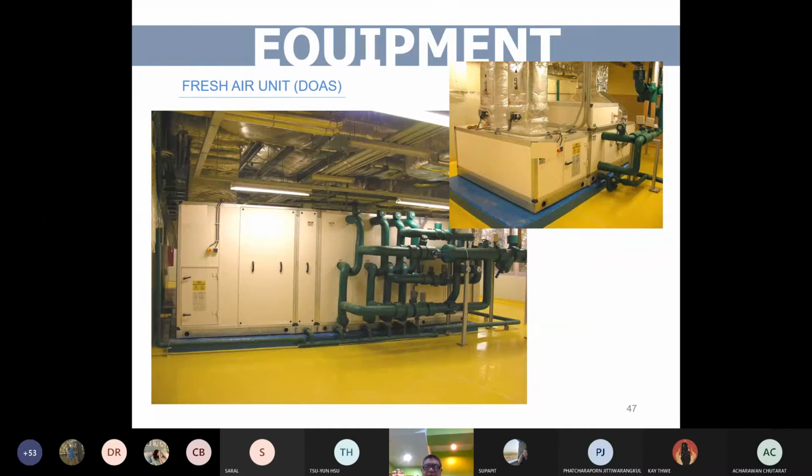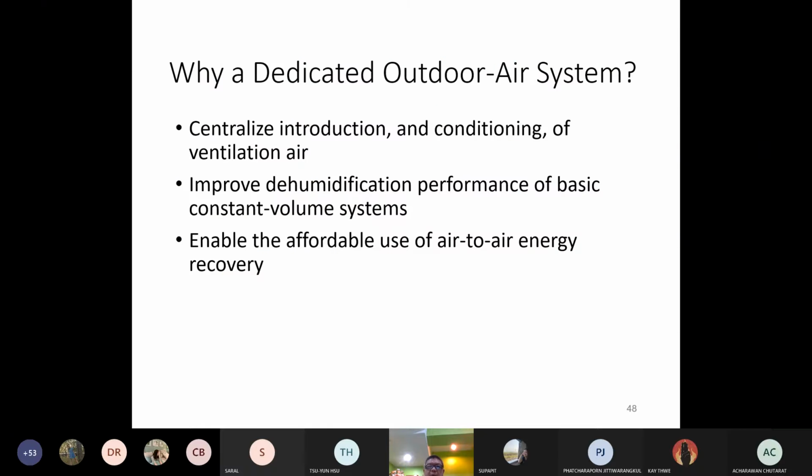So the fresh air unit plays an important part in reducing the humidity, and also PM 2.5 is one of the things they have considered when putting in this fresh air unit. Why do we need it? We need to centralize the air conditioning of the ventilation air. We can improve the dehumidification performance of the basic constant volume system and enable affordable use of air-to-air energy recovery.